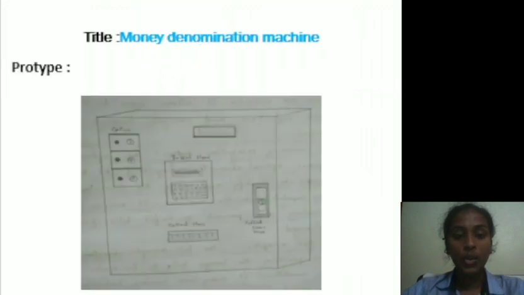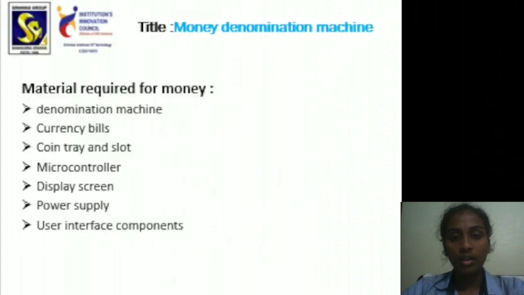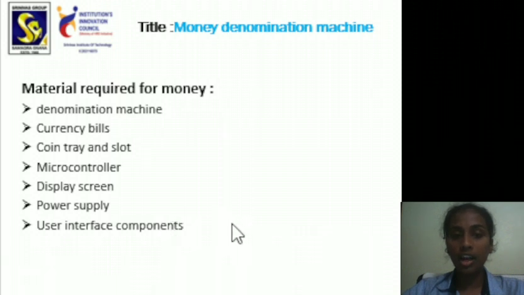With its intuitive interface and modern design, anyone can operate the machine effortlessly, reducing training time and increasing productivity. Material required for money denomination machines: denomination machine, currency bills, coin tray and slots, microcontroller, display screen, power supply, user interface components, etc. are used for money denomination machines.